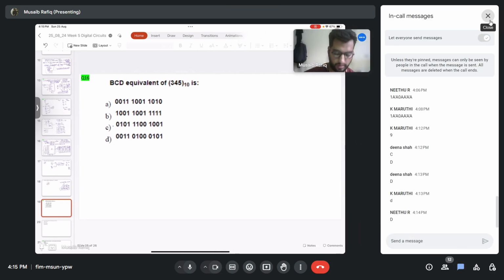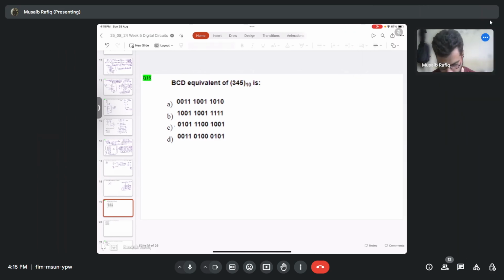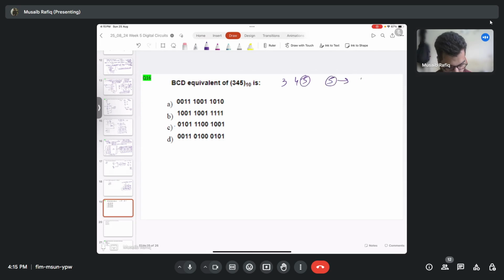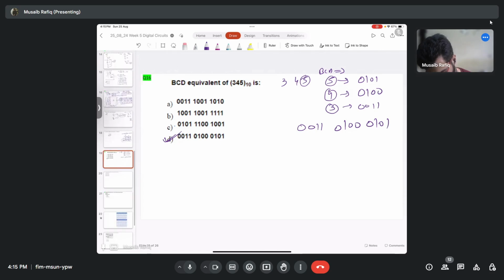Oh, nice. I see most of you have written the option, and indeed the right option. So it's 3, 4, 5. 5 is written as 0, 1, 0, 1. 4 is simply, basically I'm writing this BCD equivalent, 0, 1, 0, 0. 3 is 0, 0, 1, 1. So the BCD equivalent will be 0, 0, 1, 1, 0, 1, 0, 0, 0, 1. So option D, as most of you have written, is the correct option.